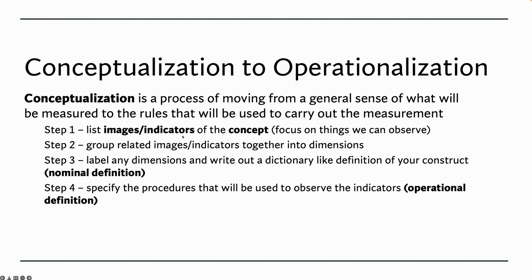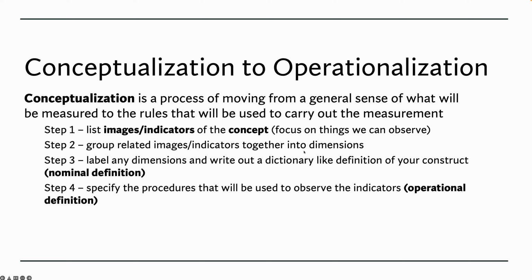The first thing we're going to do is sit in a room together. We're going to share our images and indicators, being the things we would observe that we think represent that concept of intelligence. So we're going to list them all on a giant piece of paper. We're going to brainstorm a whole bunch of things we think represent intelligence. And then we're going to go through a process of grouping them into categories that seem to hang together. And those will become what we call the dimensions of our intelligence.